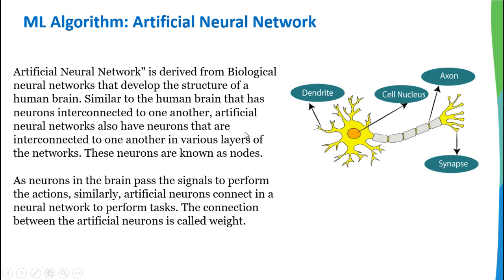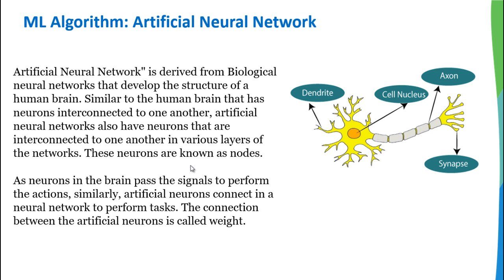So we also have what they call ANN, artificial neural network. It's derived from the biological neural network, the structure of the human brain, which has neurons interconnected to one another. Artificial neural networks also have neurons that are interconnected to one another in various layers of the network. These neurons are known as nodes. As you can see here, we have a dendrite, a cell nucleus, an axon, and a synapse.